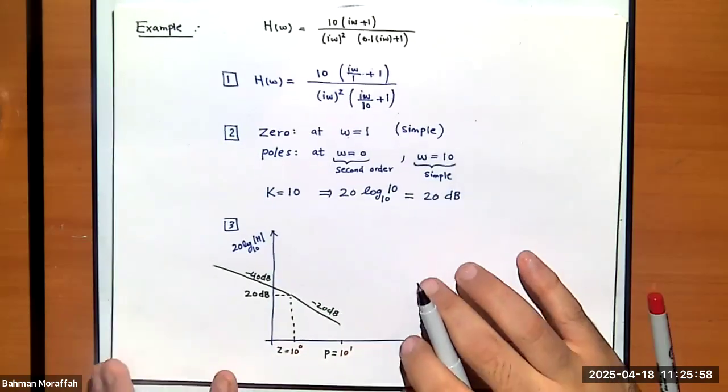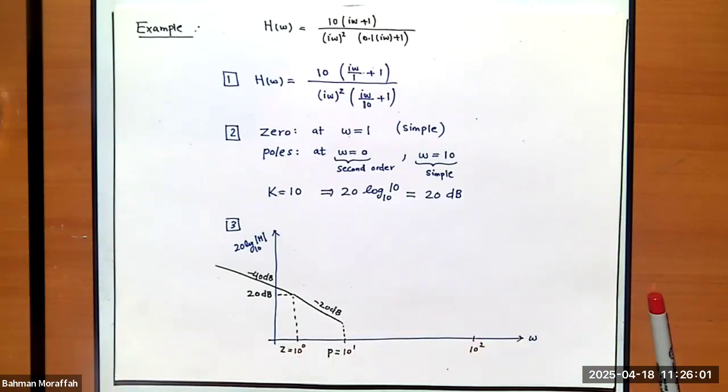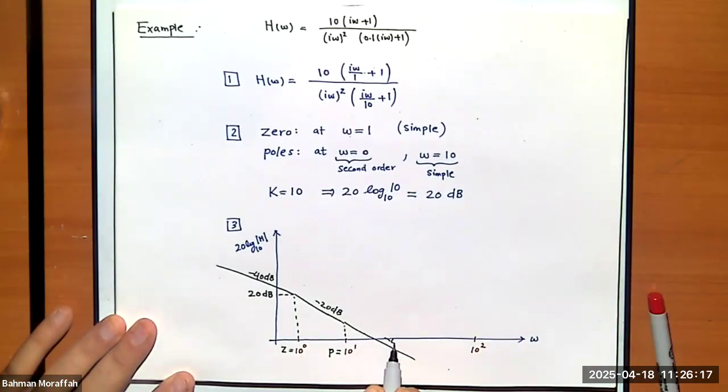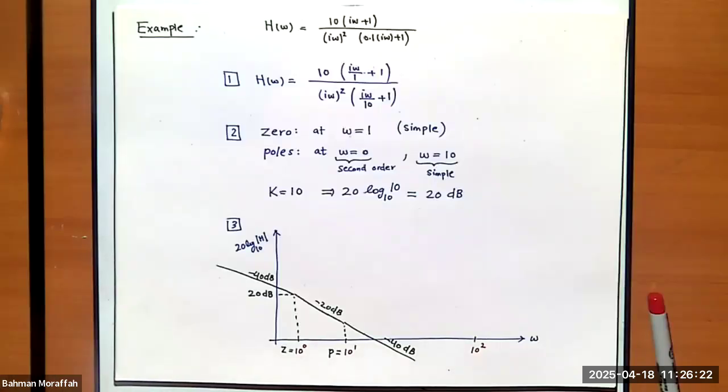In this case, I'm hitting another pole. I'm going down by 20. I hit another pole, which is a simple pole, so I have to go down by another 20. So what is the total? 40. So it would look like this.